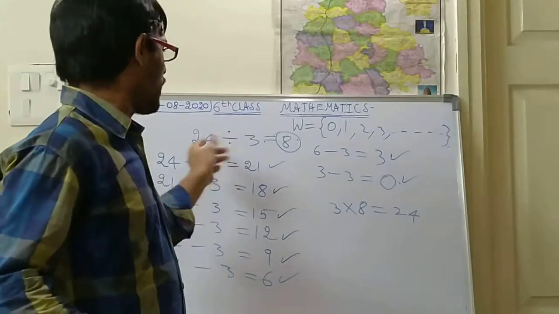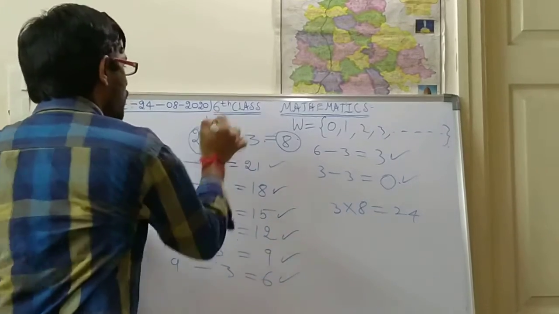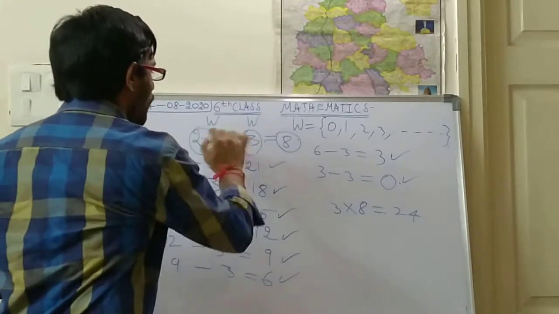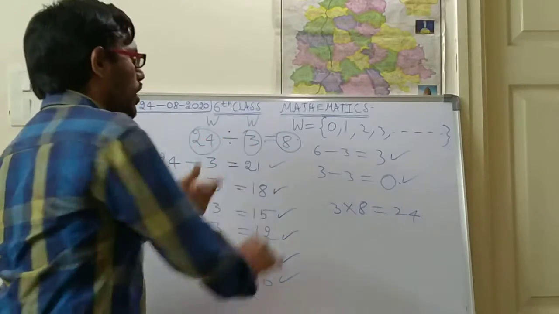So like this you have taken. This is a whole number. 24 is a whole number. Next, 3 is also a whole number. So by doing the division, what did we get?